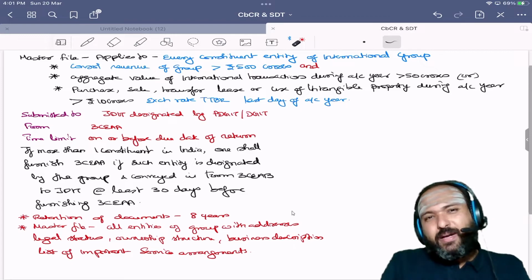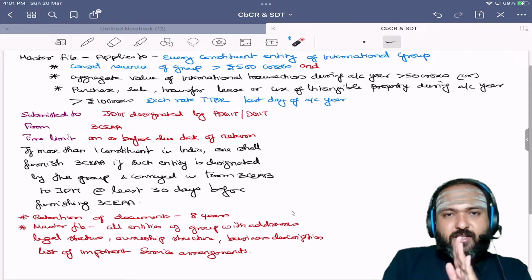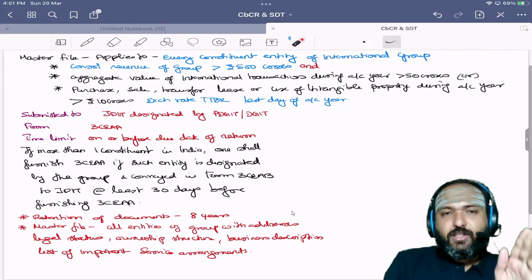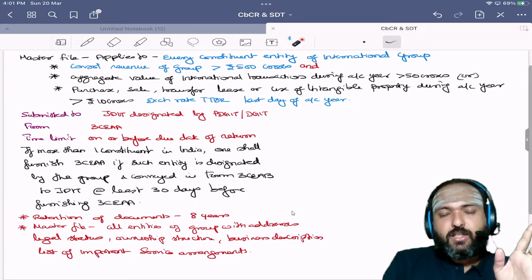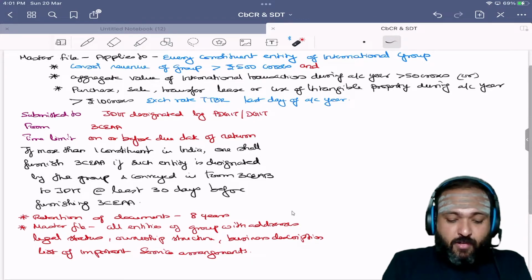And what is the time limit? It is exactly the same date, which is the date for income tax return. So 30th of November should also be the date for master file. If you file income tax on 30th of November, master file is also on the 30th of November.